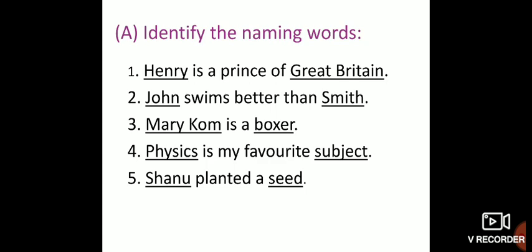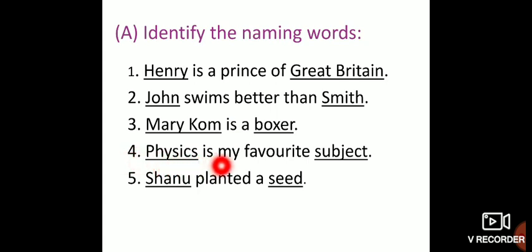First, Henry as well as Great Britain in this sentence. These are your naming words. Second sentence, John swims better than Smith. In this sentence, John and Smith. These two are your naming words as these are the names of a person. So you have to underline these two. In third example, Mary Kom is a boxer. So here you will underline Mary Kom as well as boxer. Both of these are your naming words.